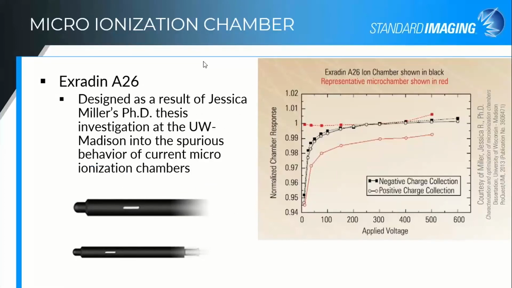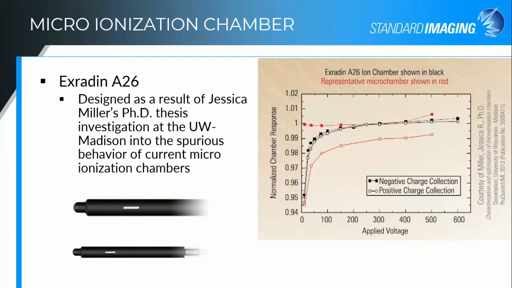For micro-ionization chambers, I mentioned an old standard not working properly. The A26 is our newest micro-ionization chamber. It's been out for a number of years now. I can't remember the exact year that it was released. But there was some PhD work done by Dr. Jessica Miller at the University of Wisconsin-Madison, looking at the odd behavior of micro-ionization chambers that were available on the market at the time. Not just our chambers, everybody's chambers.